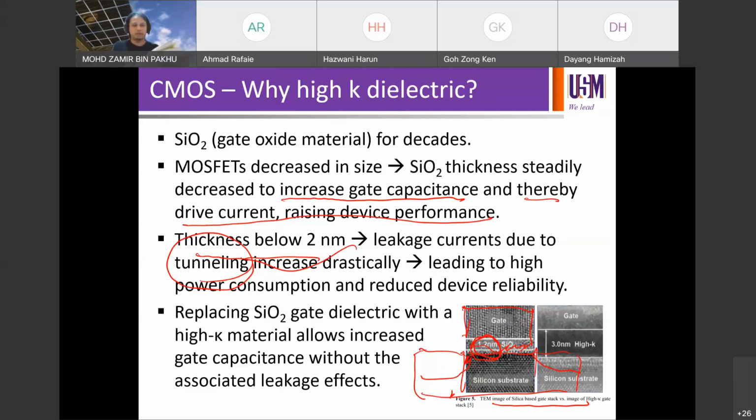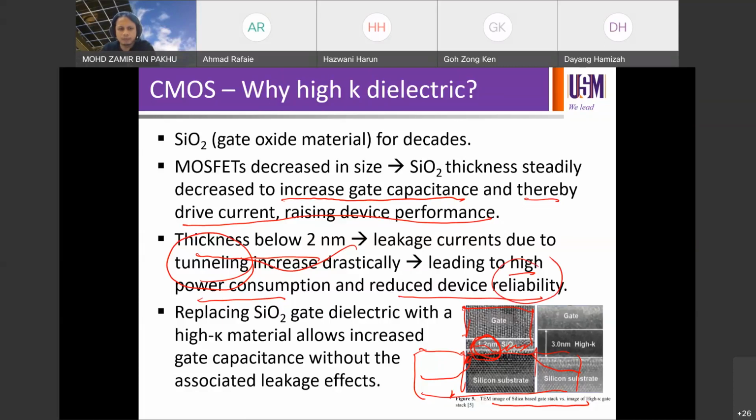This is why the choice of the dielectric is crucial, in order to make sure that the device follows the operation principle as intended. So tunneling increase leads to high power consumption and reduced device reliability. High power consumption, because you're not supposed to have current flowing, but you have current flowing at that particular time. And reduced device reliability because it's no longer reliable. You want it to be off, but it's not off. Therefore, it's not reliable.